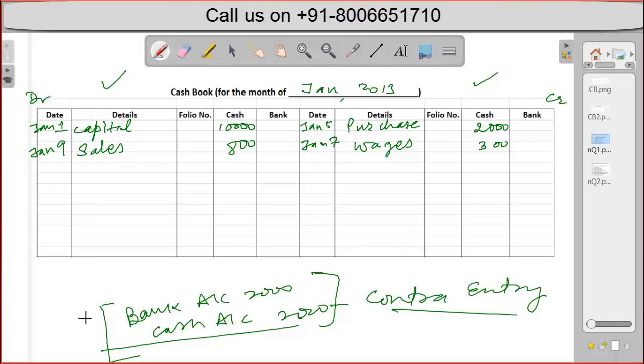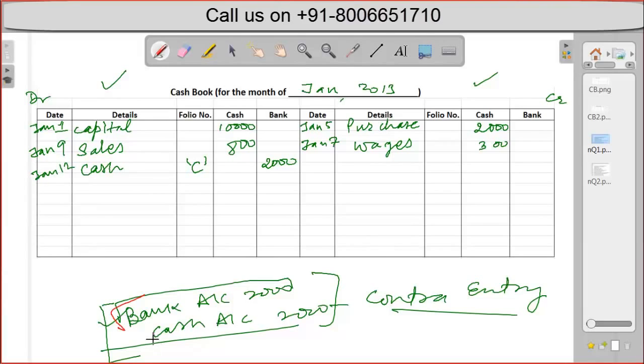Now tell me, in the entry, is the bank account debited or credited? So on the debit side the bank account is debited, so on the debit side in the bank column write down the amount first. And in the column for folio you write down C. C stands for contra. And write down the name of the opposite account. And the opposite to bank is which account? Cash account. And put the date January 12.